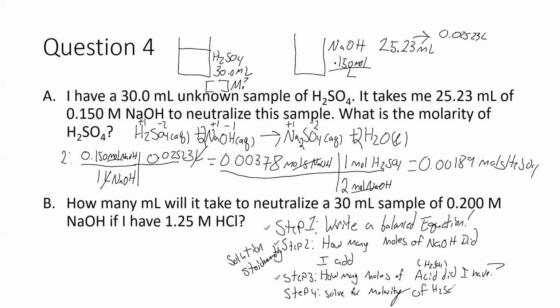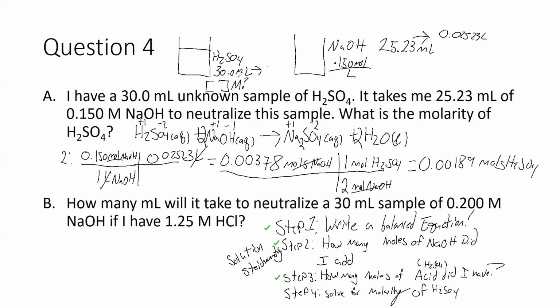So step 4, solve for molarity of H2SO4. Molarity is moles divided by liters. I just told you how many moles of H2SO4 we have by figuring out the moles of sodium hydroxide. And in the very beginning of the problem, I already told you the volume of H2SO4 that we start with. To get molarity, remember it's moles divided by liters.